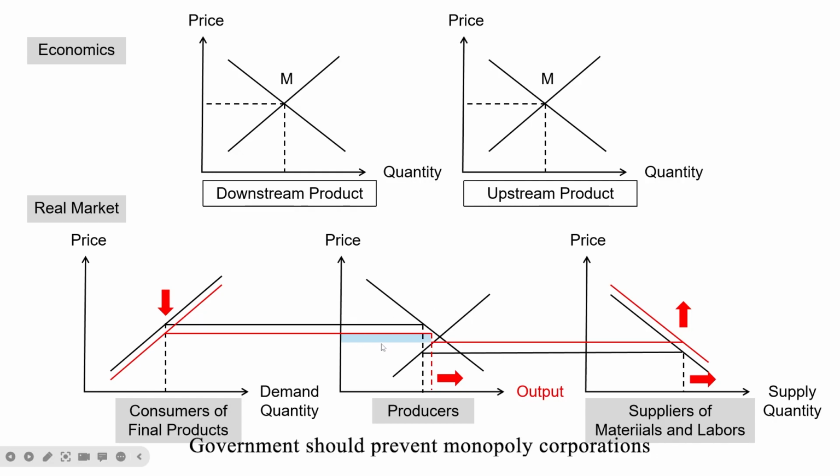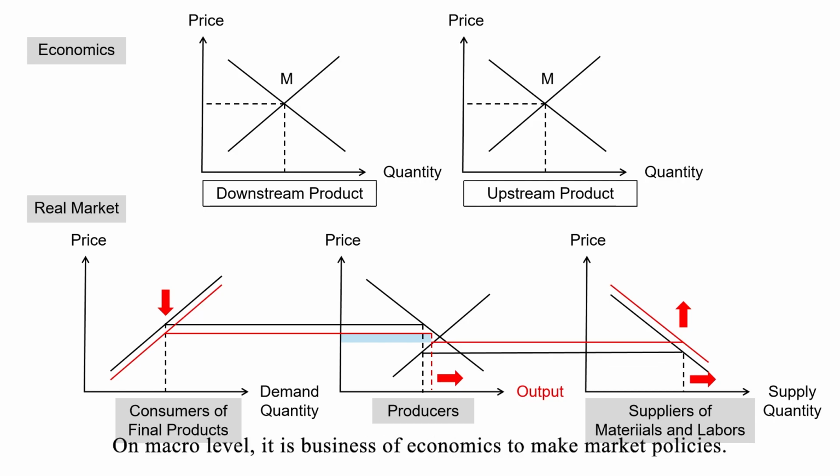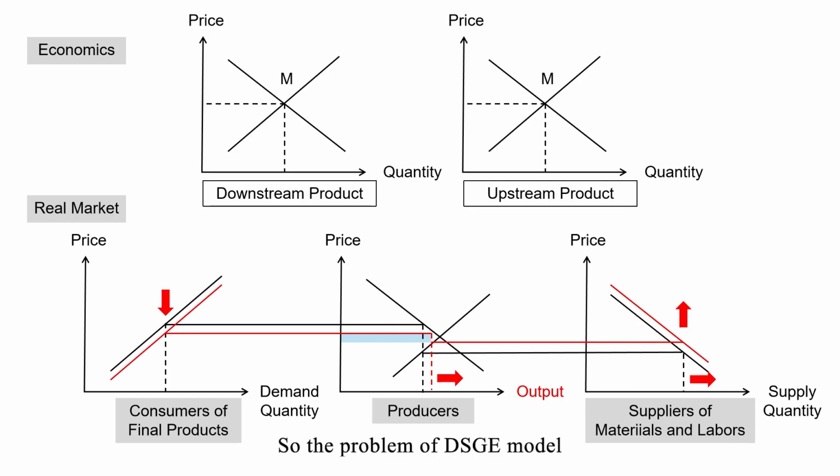Government should prevent monopoly corporations from over-high profit ratio and prevent the market from over-competition so that the market will be stable at low profit status. Thirdly, the logic from micro market to macro market is clear. They are all based on the accounting principle of accrual basis. On the micro level, it is the business of management, accounting, and finance to make profits. On the macro level, it is the business of economics to make market policies.